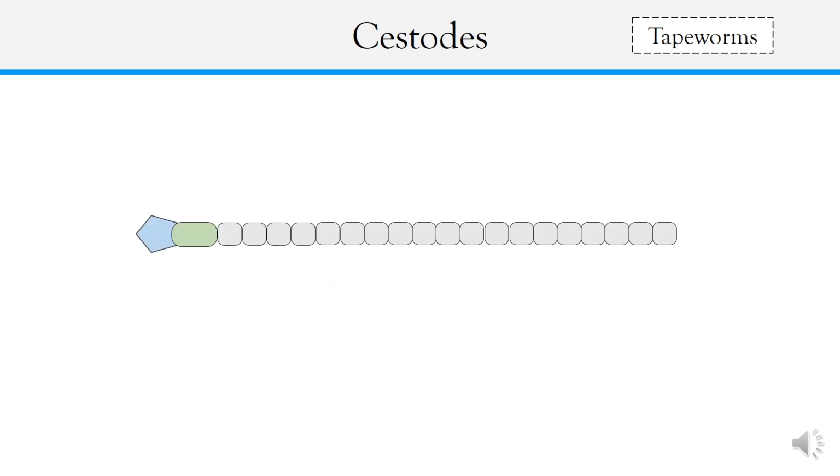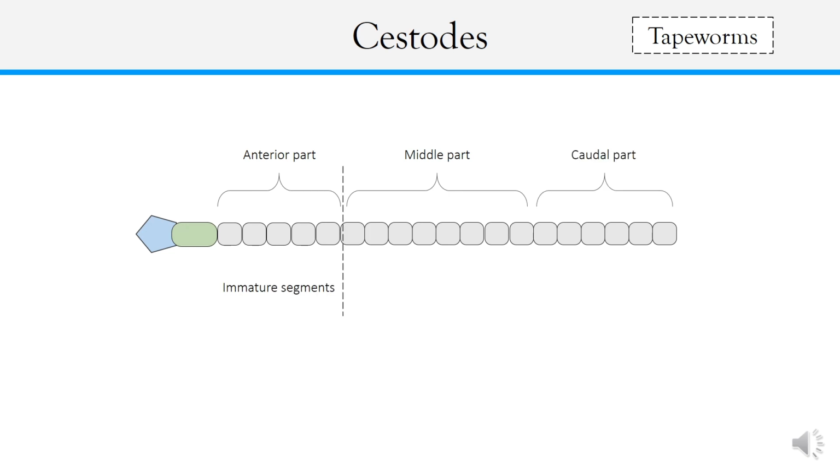This is a schematic illustration of a tapeworm, and here you see that its trunk has an anterior part, a so-called middle part, and a caudal part. The anterior part is composed of immature segments, while the middle part is composed of mature hermaphrodite segments. They are capable of fertilization. That is why caudal segments have eggs inside of the uterus.